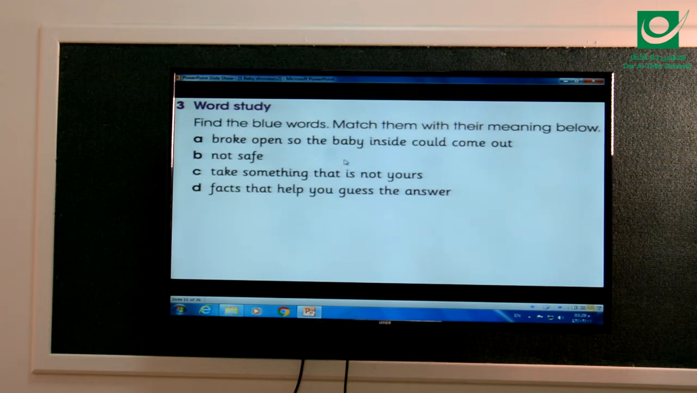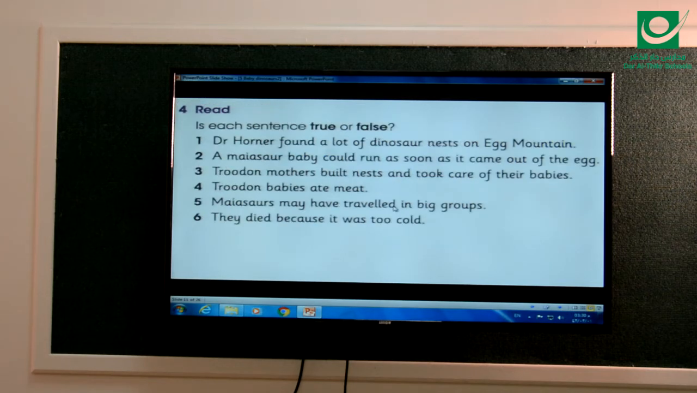Let's check your answers now. Broke open so the baby inside could come out: hatched. Not safe: dangerous. Take something that's not yours: steal. Facts that help you guess the answer: clues.